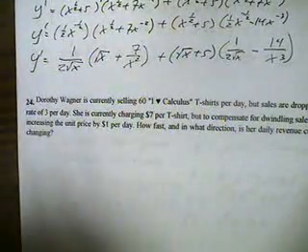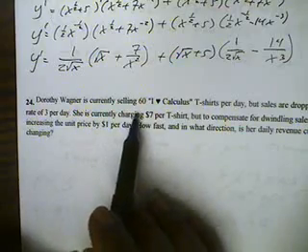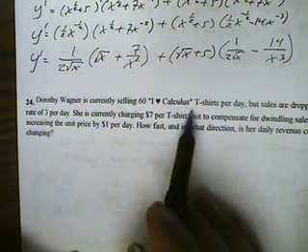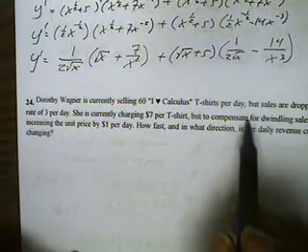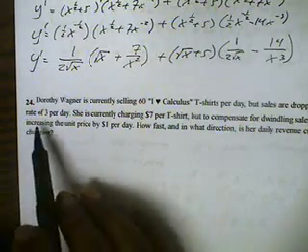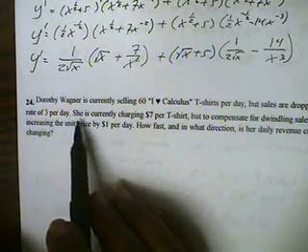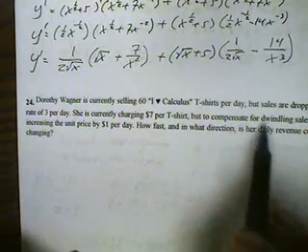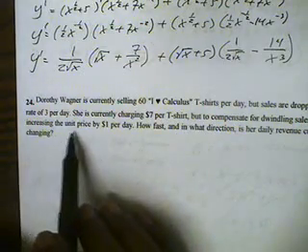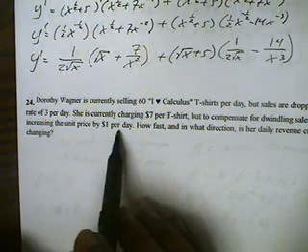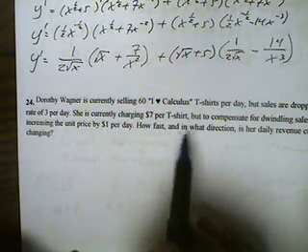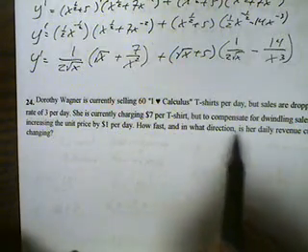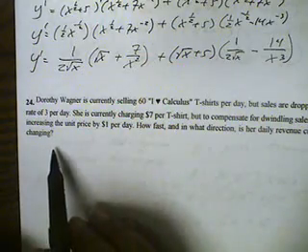Now, on the next one, Dorothy Wagner is currently selling 68 I Love Calculus t-shirts per day, but sales are dropping at a rate of about 3 per day. She is currently charging $7 per t-shirt, but to compensate for dwindling sales, she is increasing the unit price by $1 per day. Question: how fast and in what direction is her daily revenue currently changing?